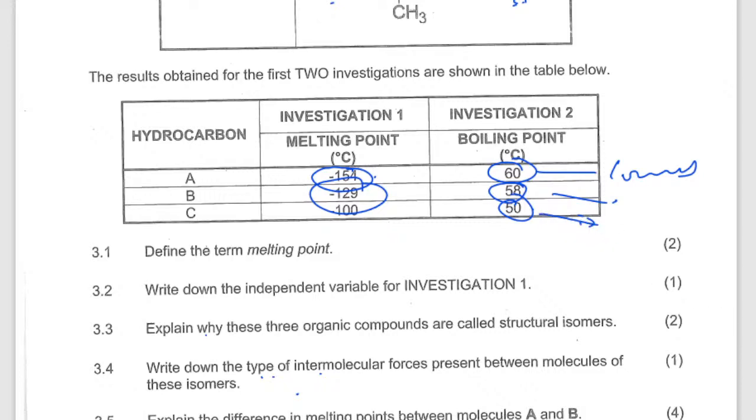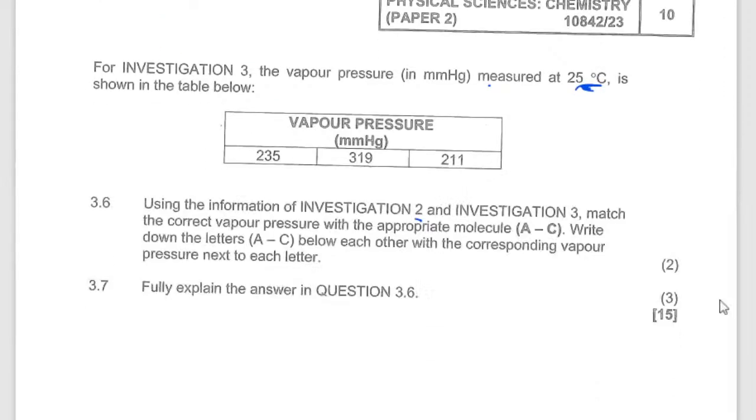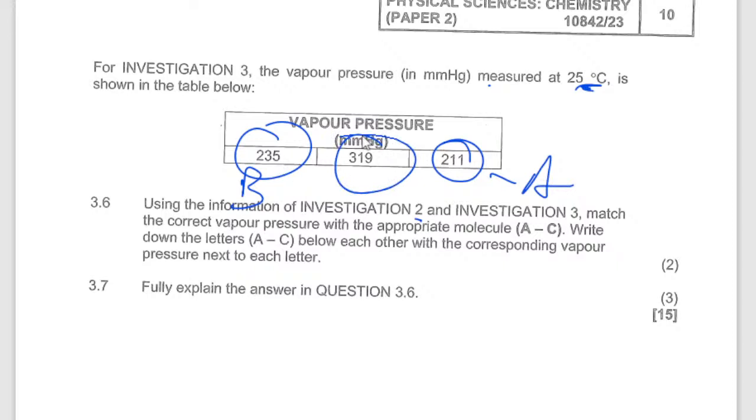Sorry, the lowest vapor pressure. So it's going to be A, you see? And then followed by B, because it has the second lowest vapor pressure. And then this one has the highest vapor pressure because it has the lowest boiling point. So it's going to be C. Yes, so basically it's supposed to be like that.